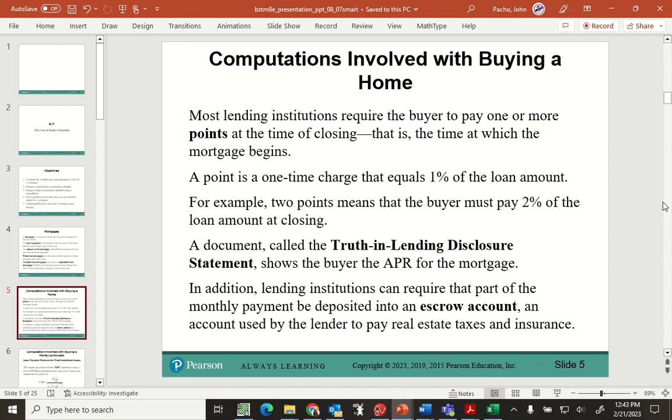All right, next thing. For example, 2 points means that the buyer must pay 2% of the loan amount at closing. A document called the Truth in Lending disclosure statement shows the buyer's APR for the mortgage. So you have to actually have all this listed when you're buying a mortgage. An additional lending institution can require that part of the monthly payment be deposited into an escrow account, an account used by the lender to pay real estate taxes and insurance.